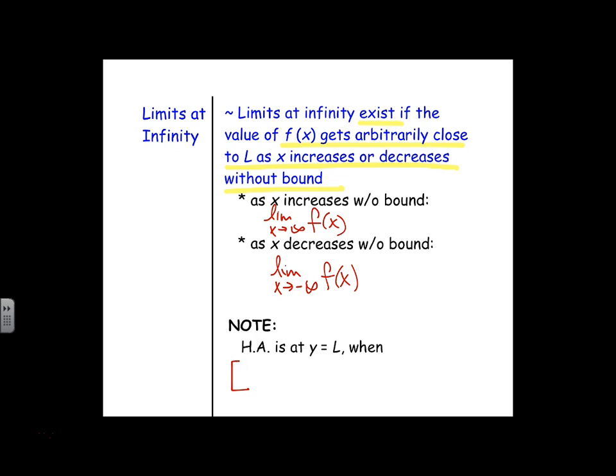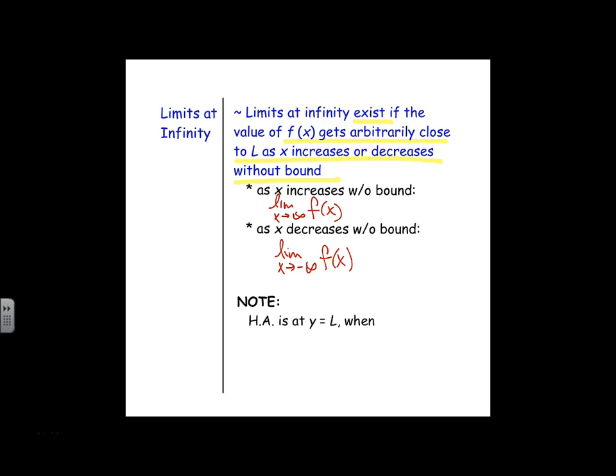And at the very bottom of the page, even though you guys learned horizontal asymptotes well, back in algebra 2, I think, technically, to actually define a horizontal asymptote, you have to say there is a horizontal asymptote at y equals L if and only if the limit as x approaches infinity of f of x, or the limit as x approaches negative infinity. It doesn't say and, it says or is L. A horizontal asymptote is defined by a limit.